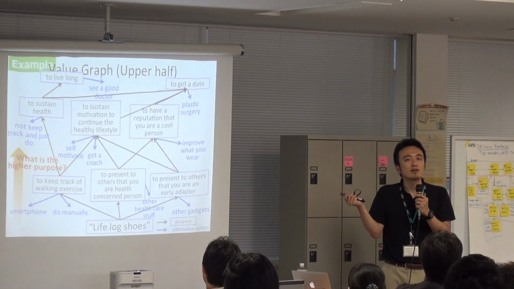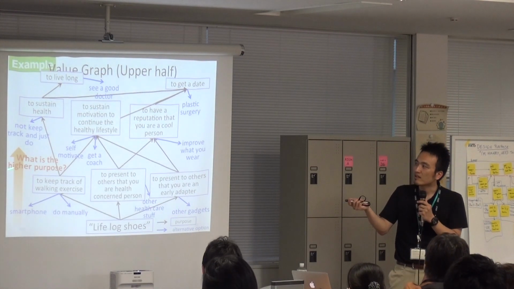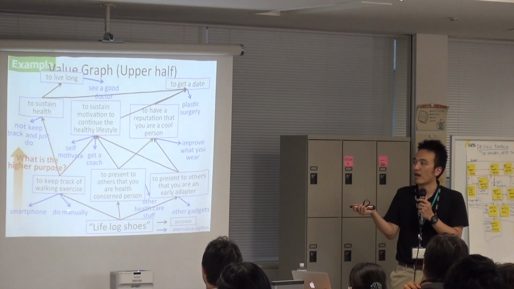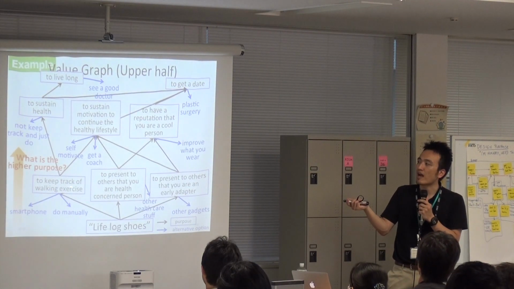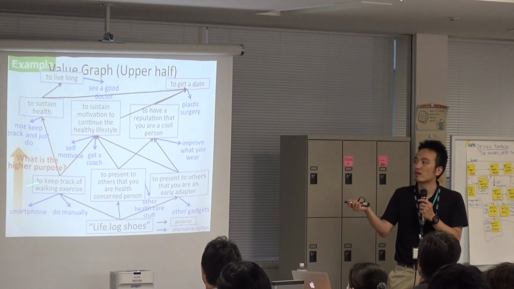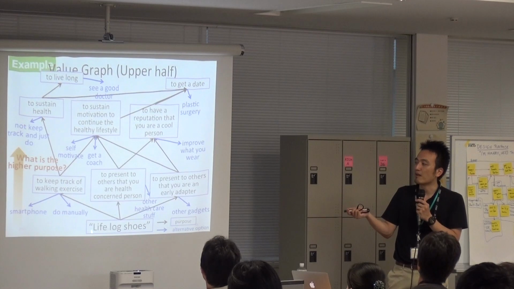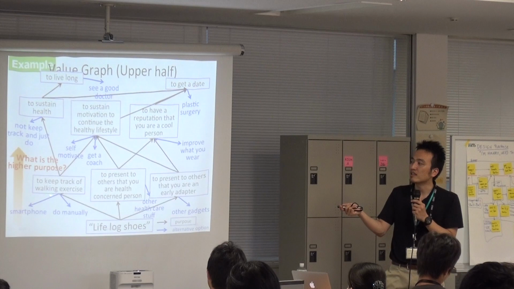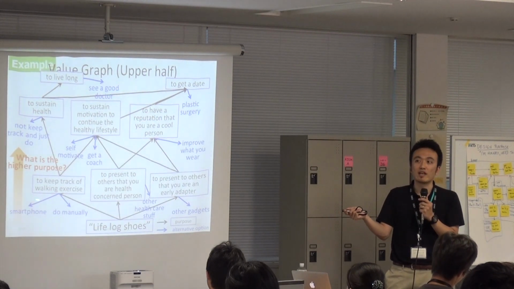And I was doing a very similar discussion as Ishii Sensei and the Apple people did. So what is the higher purpose of life log shoes? What is it for? Okay, so I'm going up the black ladder. So it is to keep track of walking exercise. Okay, the amount of walking exercise I'm doing. So to keep track of walking exercise, using life log shoes is one option, right? But I can do it manually, right? I can use the current smartphone that I have. Those are other options, all right?